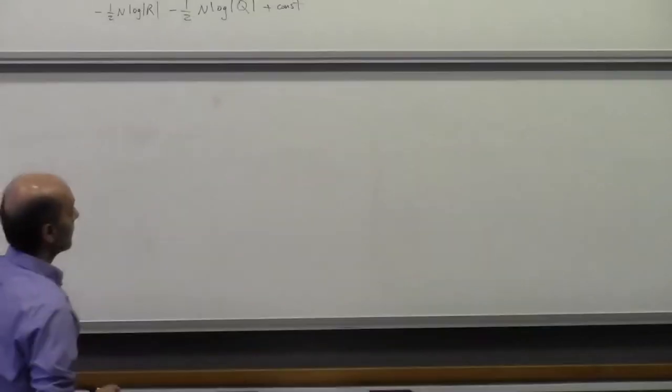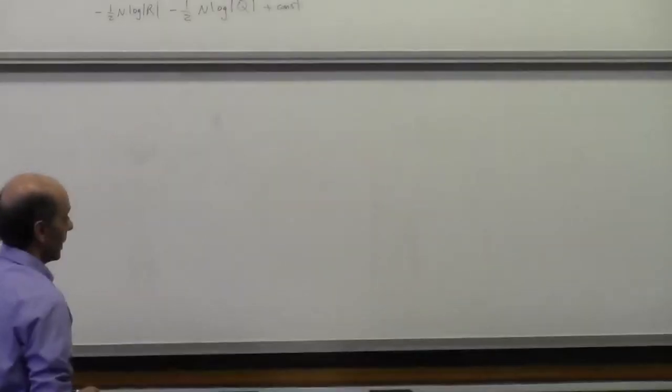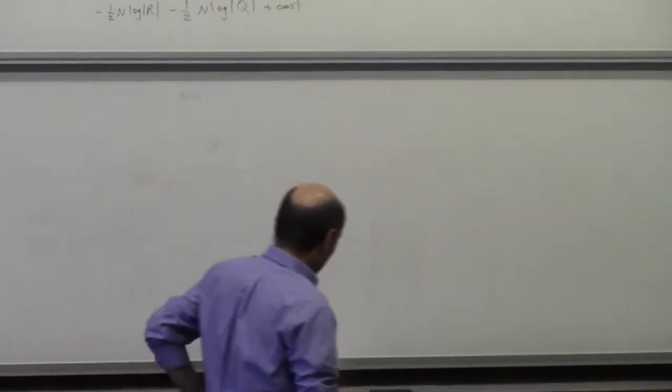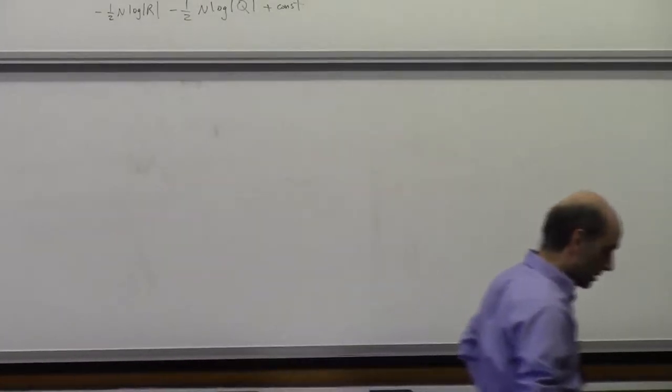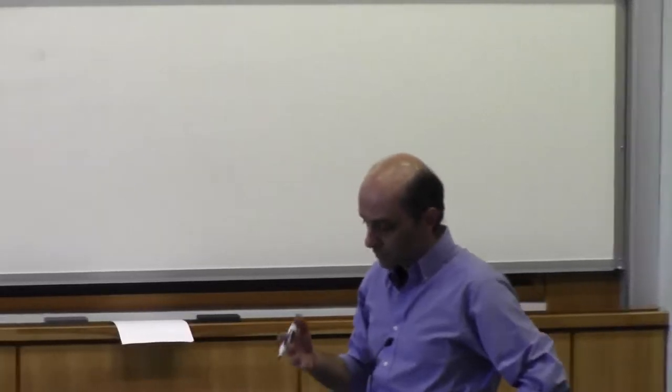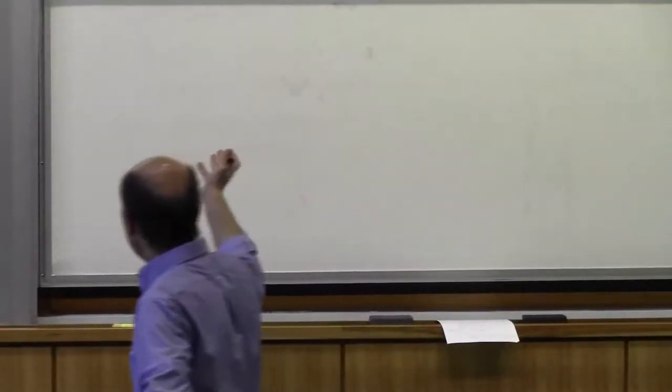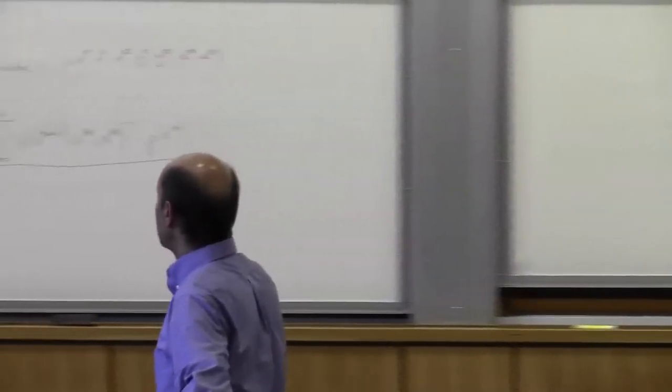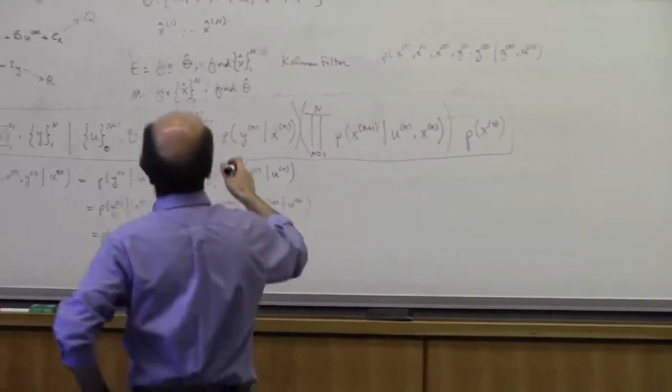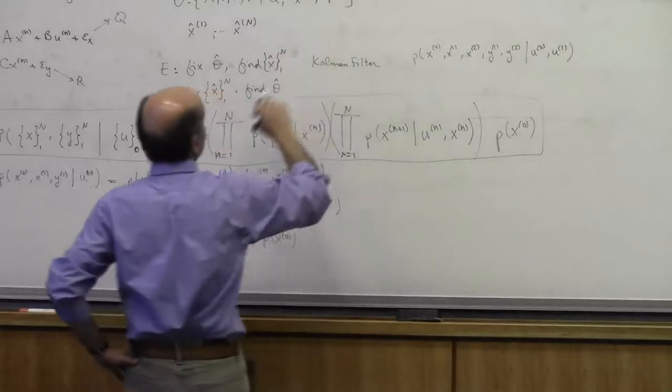Okay, very good. So I think that's right. So now what I need to do is maximize this log likelihood. To do that, what I need to know is what am I maximizing it with respect to? Well, we want to find the derivative of this with respect to all the things that we don't know: A, B, C, R, Q, x hat, and P.